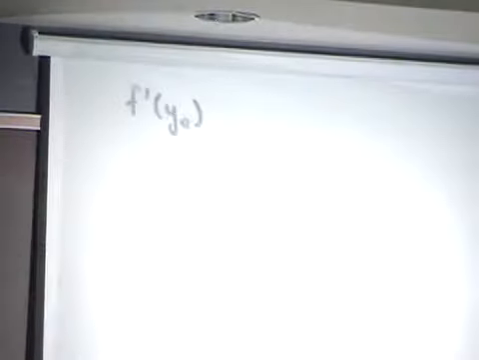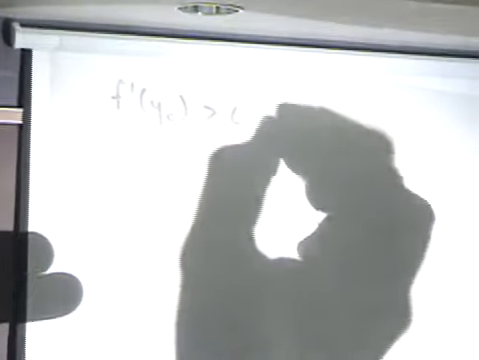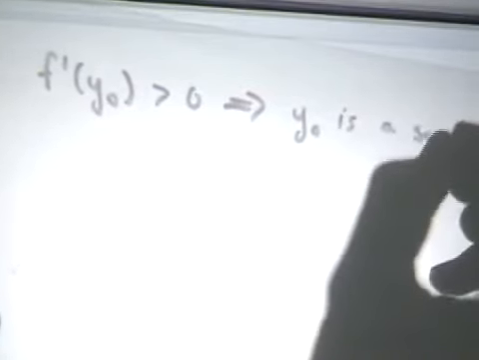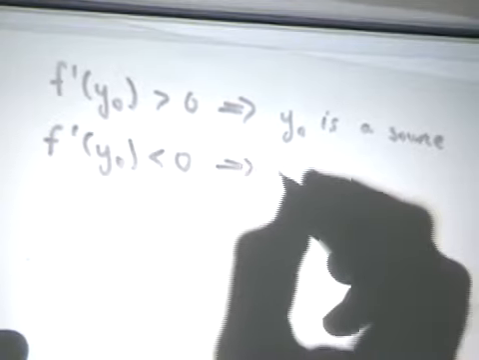And trying to summarize this theorem again, basically it says if the derivative of the right-hand side at the equilibrium point is positive, it implies that the equilibrium point is a source. Technically speaking, the right-hand side needs to be defined, continuous, and continuously differentiable near the equilibrium point, at least on some open interval around the equilibrium point. If the derivative at the equilibrium point is less than 0, then y0 is a sink.